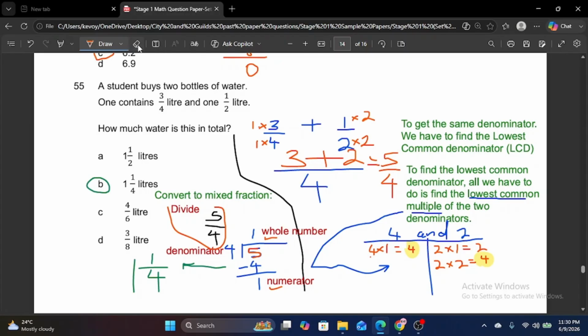Now that we have that, we can write out our mixed fraction. We want to write our fraction 5 over 4 as a mixed fraction. After dividing, we have our different parts right there. It's going to be 1, the whole number, and 1 over 4. So it's 1 and 1 over 4. So that's B.